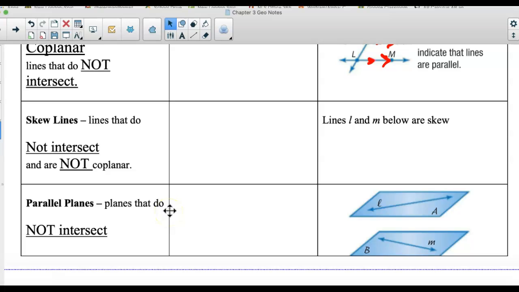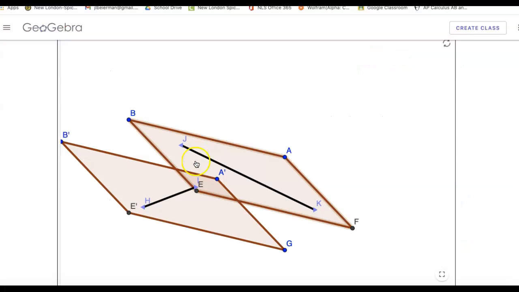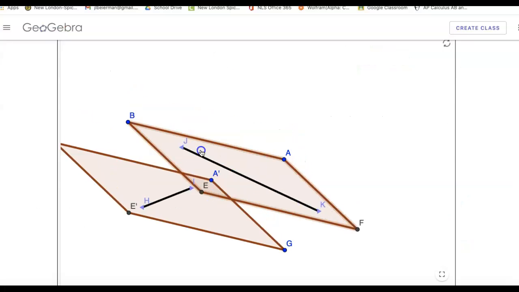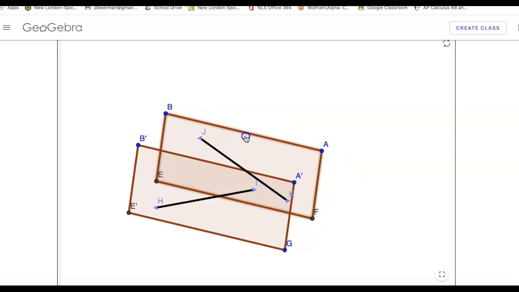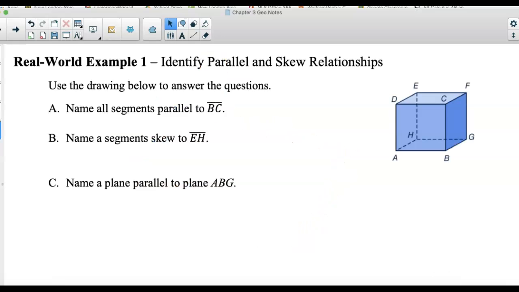All right, and then we have parallel planes, so planes that do not intersect. So in that skew line video, you can see that the red lines here, they never intersect, they're parallel planes. So in this example, we're going to be looking at identifying parallel and skew relationships. So I went ahead and I tried to get a visual of this shape, and I'll kind of show you what it looks like from different perspectives.